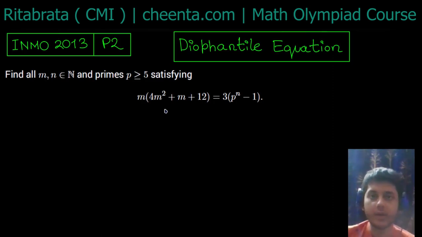Hello. So today I want to discuss a problem that appeared in INMO 2013. It's a number theory problem, mainly Diophantine equation solving. This is a nice example of the factorial method used to solve Diophantine equations. This will give you a general idea of how to solve this type of Diophantine equation. At the end of this video, I'll give you a similar type of Diophantine equation to solve.